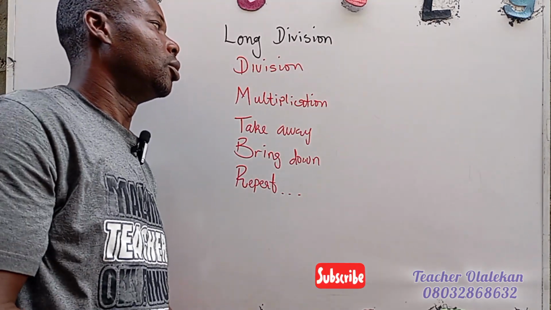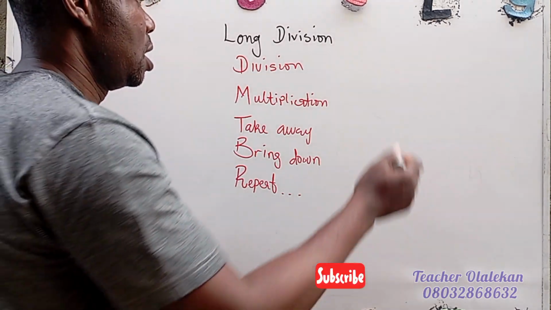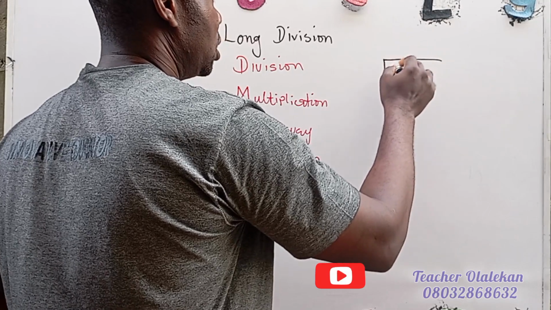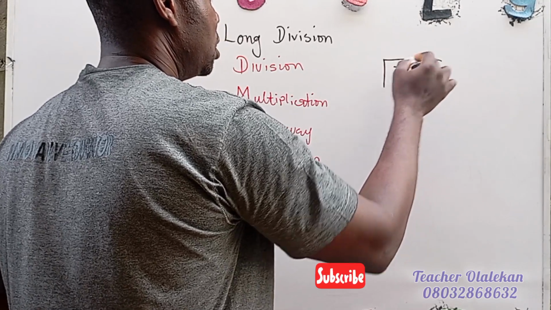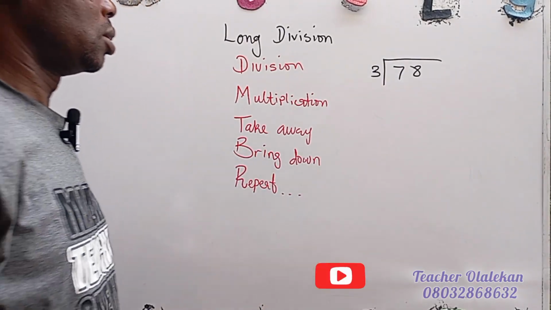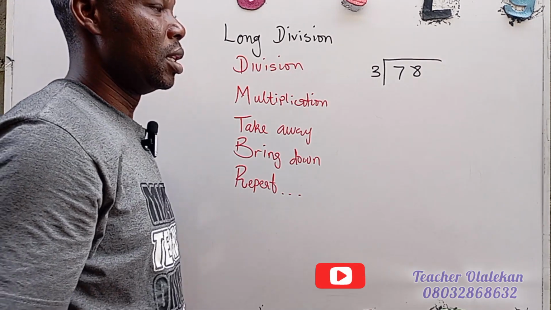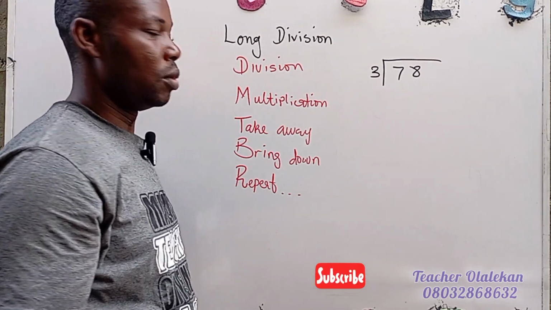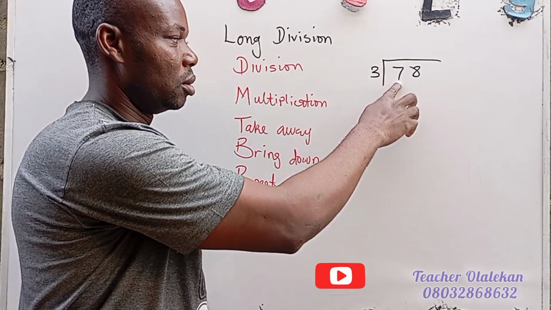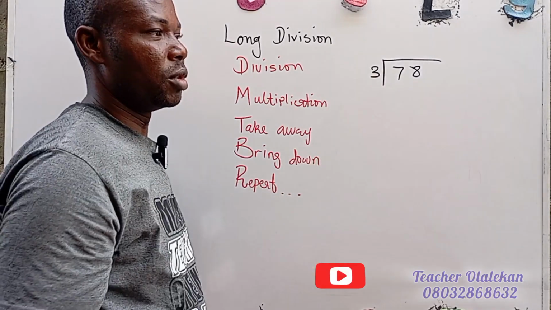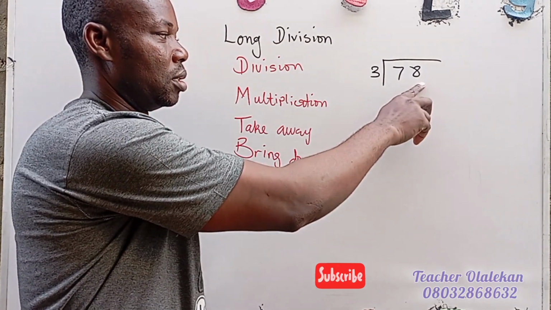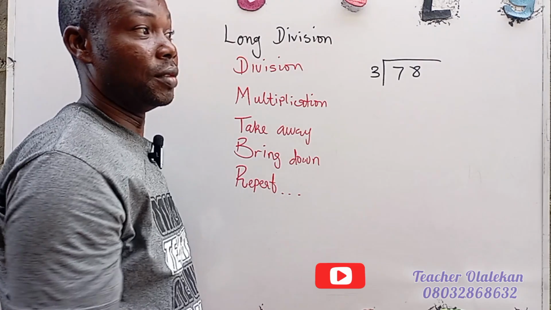So to do that, let's have this simple division. Let's assume we have 78 divided by 3. So now to do this, first we divide. The logic for division is that you take what is within your multiplication table. If you check your 3 multiplication table, the highest value there is 36. So that means you can't go for 78. You have to settle for 7.